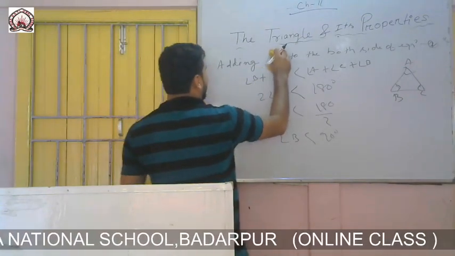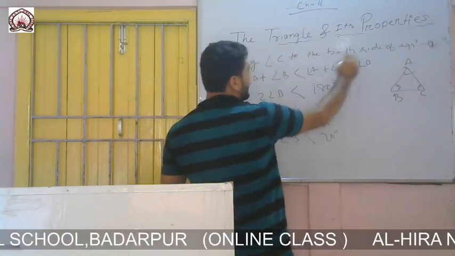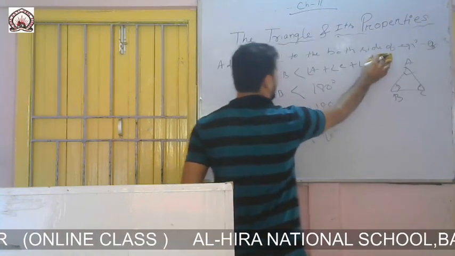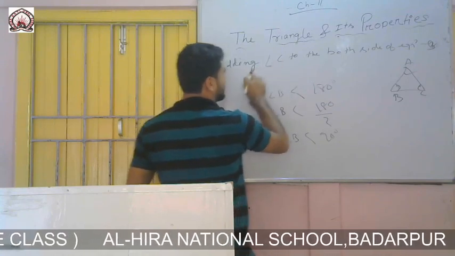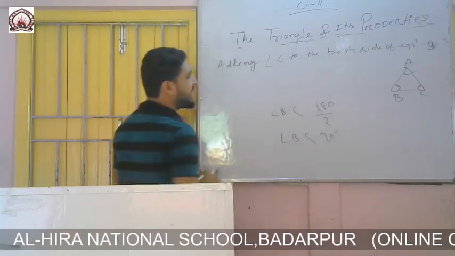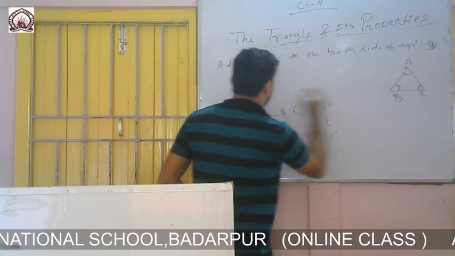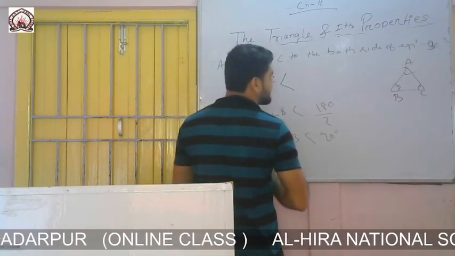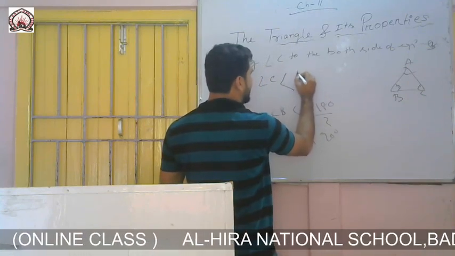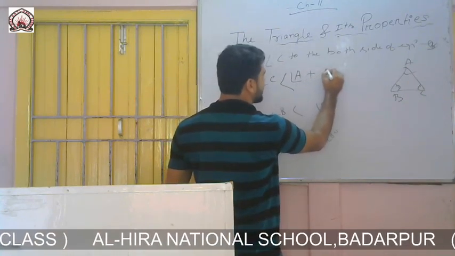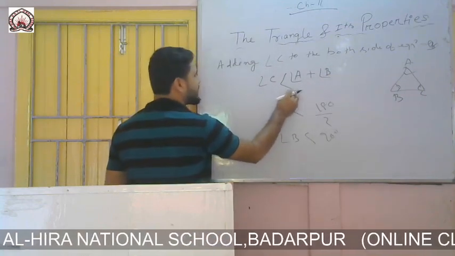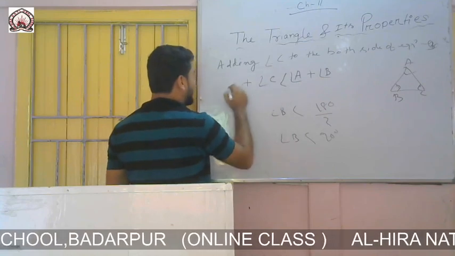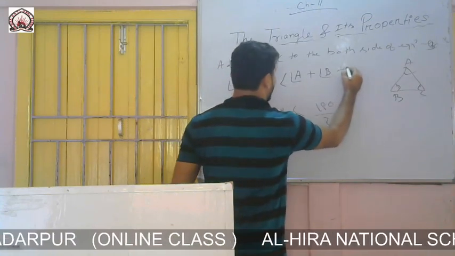So similarly you just do for angle C also. So write adding angle C to both sides of equation 3. For equation 3 we have what? Angle C less than angle A plus angle B. This is equation 3, and newly we should add angle C to both sides of the equation.